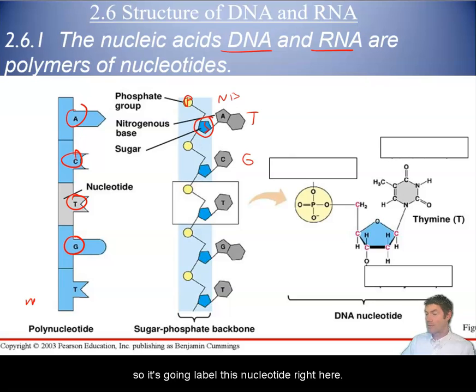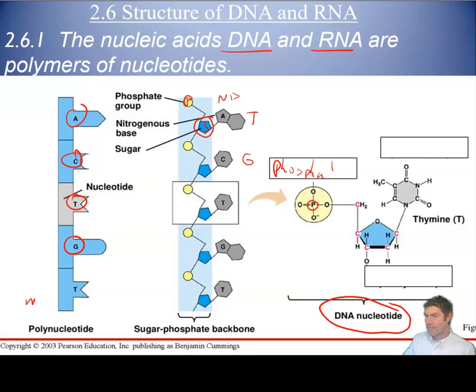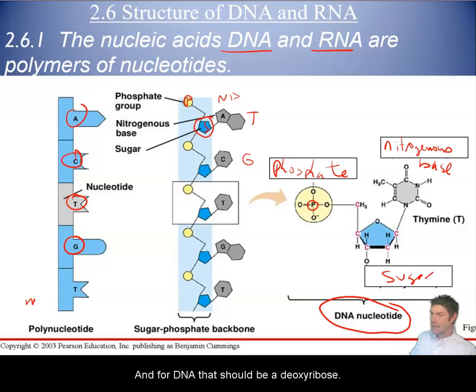So let's go ahead and label this nucleotide here. This is the phosphate group. Over here is the nitrogenous base. And down here is the sugar. And for DNA, this would be a deoxyribose.